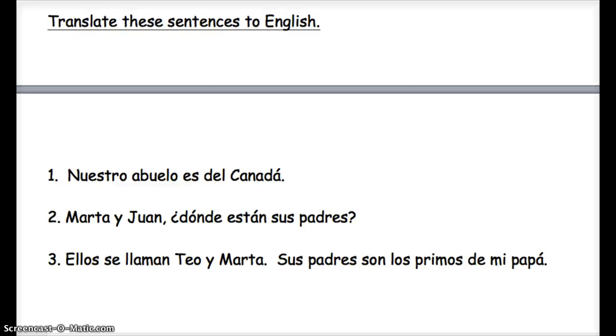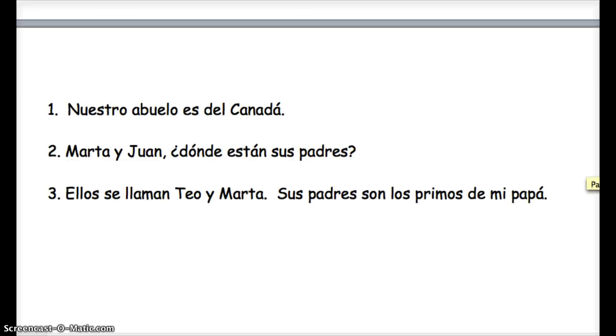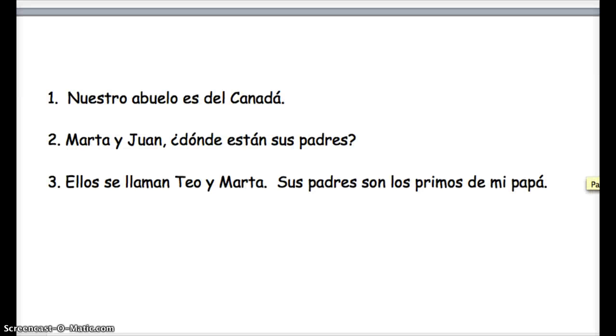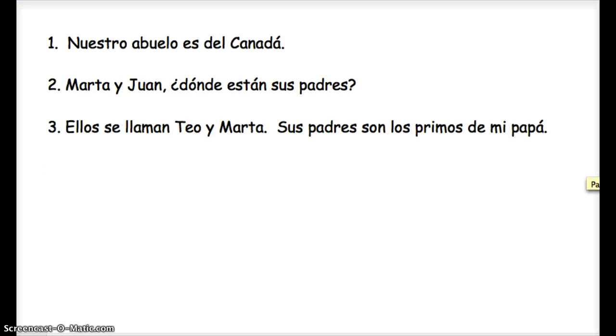Ellos se llaman Teo y Marta. Sus padres son los primos de mi papá. Their names are Teo and Marta. Their parents are my dad's cousins. Literally, the cousins of my dad. So sus, in that case, since you've just been talking about Teo y Marta, it's got to be there. So remember to use the context to figure out if it's his, her, your formal, its, your, like you guys's, or their.